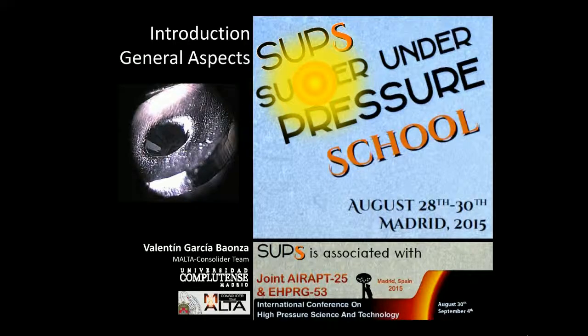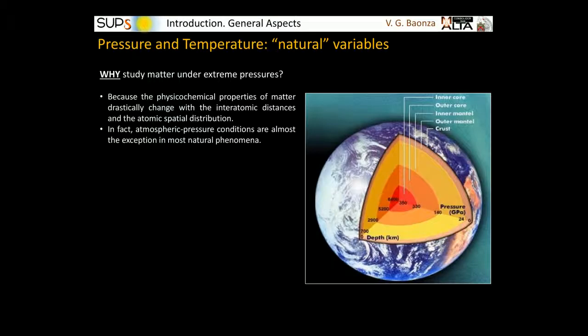Why do we study matter at high pressure? Well, as you may see there, these are the natural variables. The important thing is that atmospheric pressure is almost a coincidence in all the natural processes. So if we change the pressure, also the temperature, or even other properties, the length scale, the interatomic distances, we are able to change the properties of this material. That's the whole idea of why we are studying high pressure.